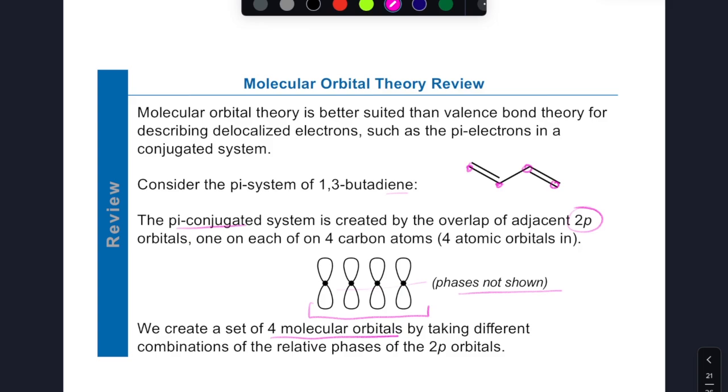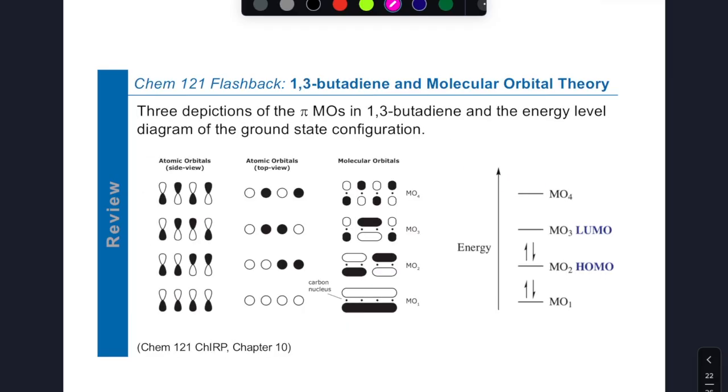If we use 4 atomic orbitals that we're summing together, we will end up with 4 molecular orbitals. The differences in what they look like come down to differences in how we add or subtract, either bonding or anti-bonding relationships, based on the phases of the atomic orbitals that we're combining. So we can represent it in this way. For 1,3-butadiene, we have 4 different molecular orbitals that are being combined from these 4 possible atomic orbitals. So look at it almost like a combination theory.